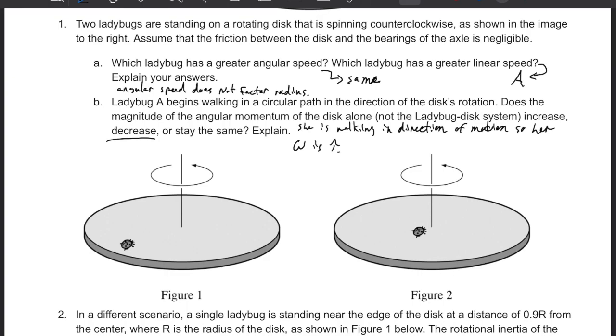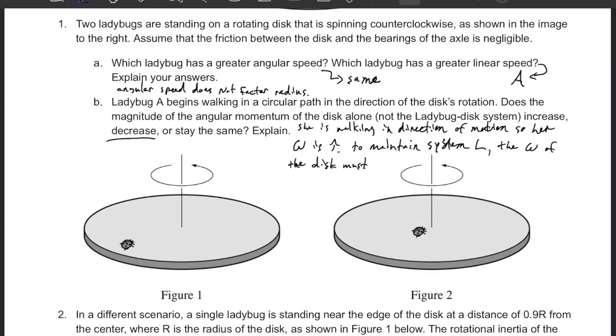If her angular velocity is increased, her angular momentum is larger. Well, if the system has to maintain total angular momentum, and she's increased her angular momentum, the angular momentum of the disk needs to decrease. The only way to decrease the angular momentum of the disk would be to decrease its angular velocity. You can also think of it this way: as she's walking forward, she's applying a backwards torque onto the disk, slowing it down.